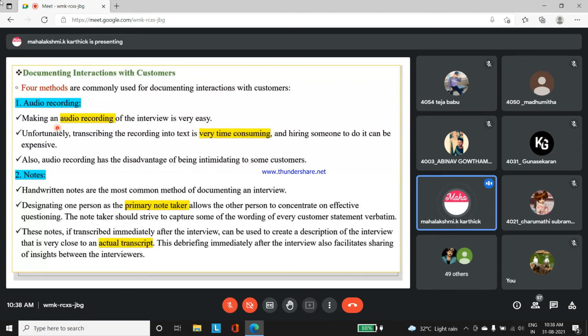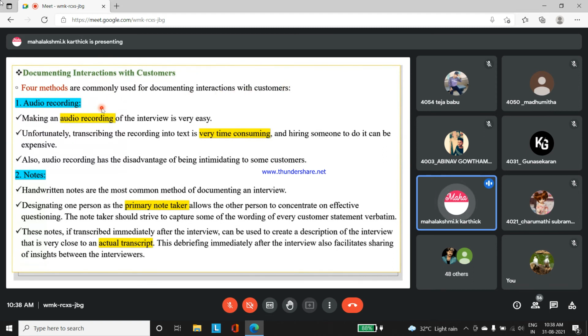Why do we have to document? Because there only you can understand what specification is given by the customer to the company. We can understand the customer's needs, then further you can start developing your product. So four methods are commonly used for documenting interactions with customers.